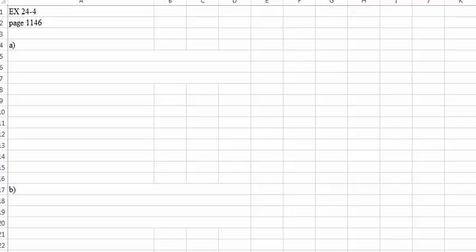Okay, now we'll begin with exercise 24-4 on page 1146. And here the decision the company's facing is whether or not to discontinue one of their product lines. Let's read through it. The condensed product line income statement for Dish and Dat Company for the month of March is as follows. And they give us their income statement by product line. They produce 3 products: bowls, plates, and cups.